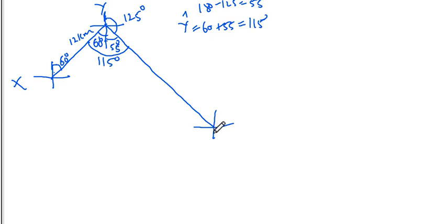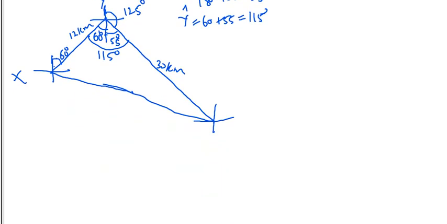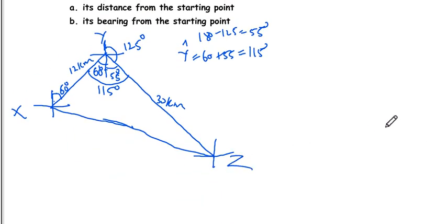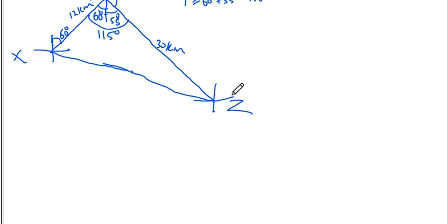So let's join this. We need to form a triangle with it. Let's join it like that. Now 115, this is 12 kilometers. This is 30 kilometers. This is Z. Now it says distance from the starting point. This is the new location of the ship, where the ship is right now, and this is the starting point. So we want the distance of the ship from the starting point.